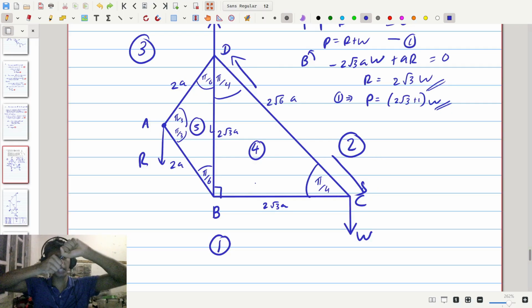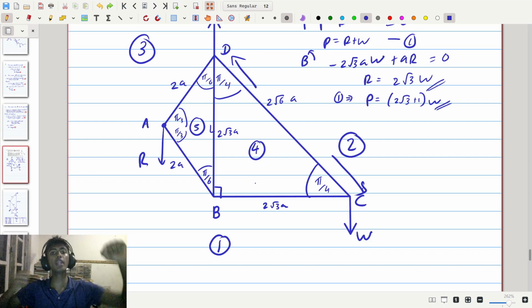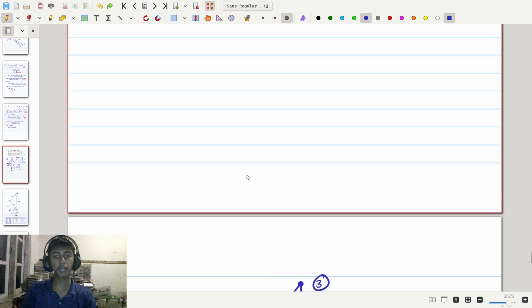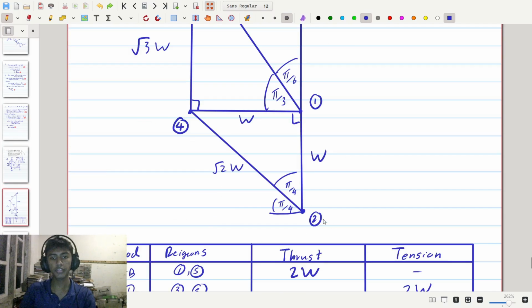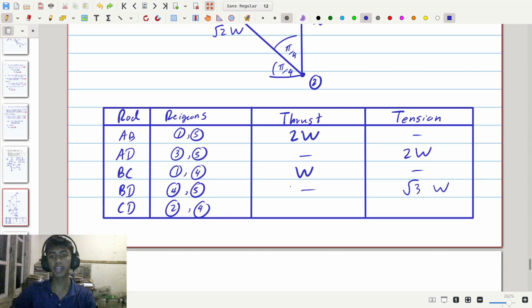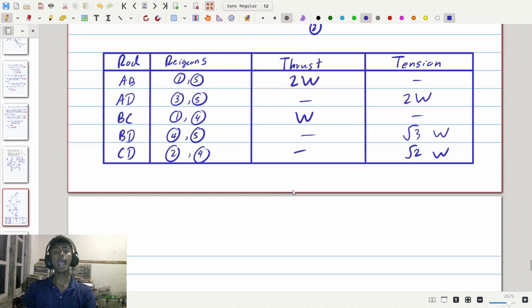So the rod here, the rod CD, is being pulled apart, and therefore it's under tension, and the value of the tension corresponding to 2,4 is root 2W, and therefore we have a tension of root 2W. So going down, we can say we have root 2W tension and 0 thrust. And with that, we have finished the entire question.